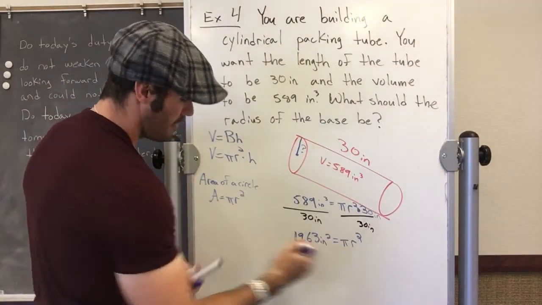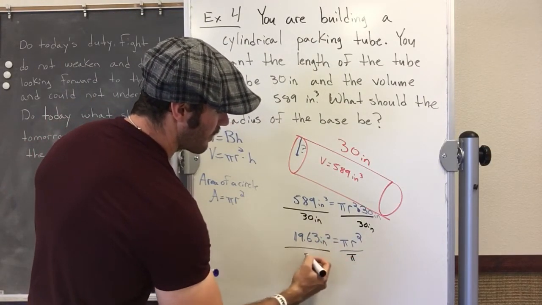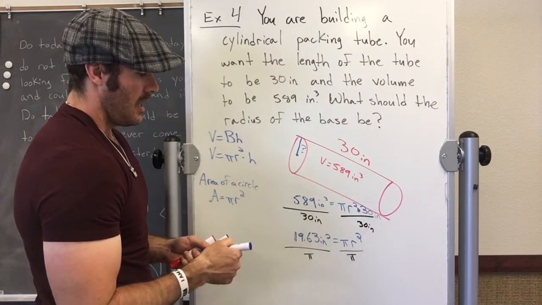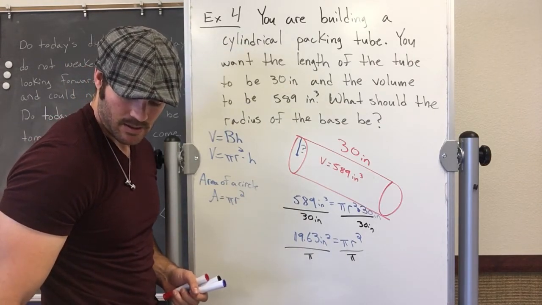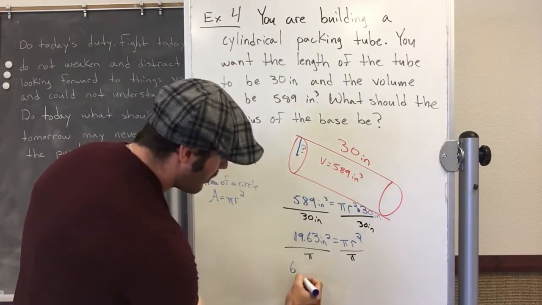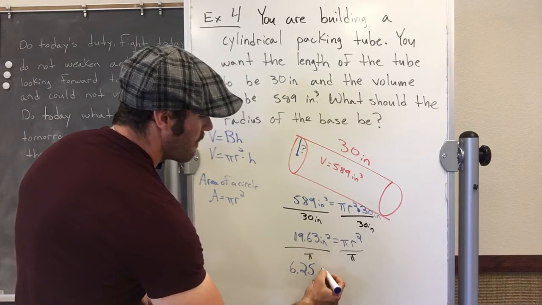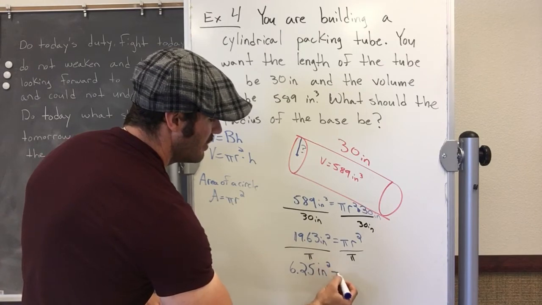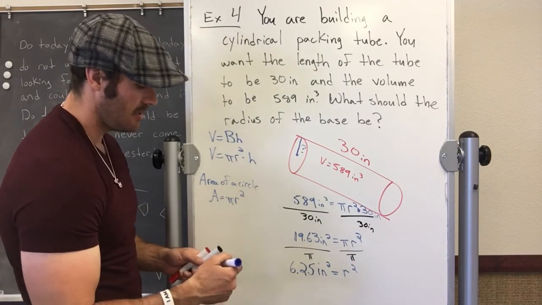Now let's get rid of the pi on both sides. Or get rid of the pi by doing division of pi on both sides. And 19.63 divided by pi is approximately 6.25. I'm going to round it to 6.25, and that's inches squared still, equals r squared. How do we get r by itself? We take the square root of both sides.